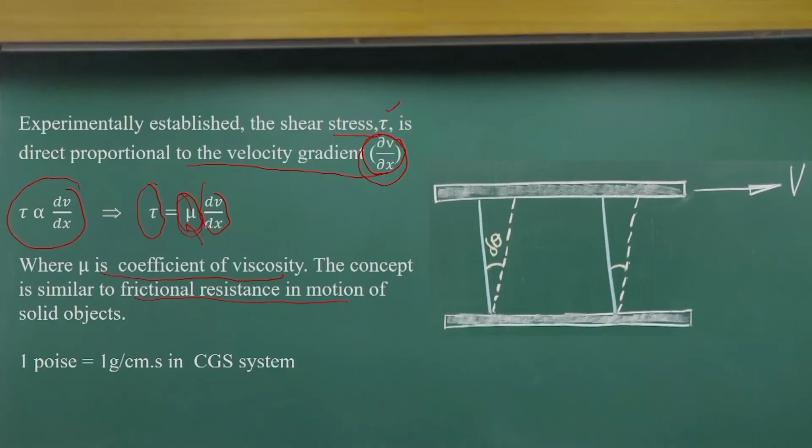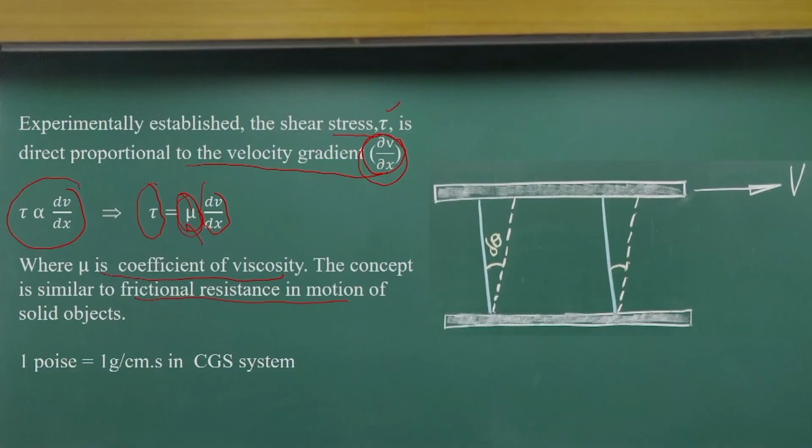Hypothetically, the same conditions are happening here. If I consider two fluid packets moving with molecular motions between these two artificial layers, we will have shear stress formation, and that shear stress is proportional to the velocity gradient. That proportionality constant is the coefficient of viscosity, or in some books, the dynamic viscosity.